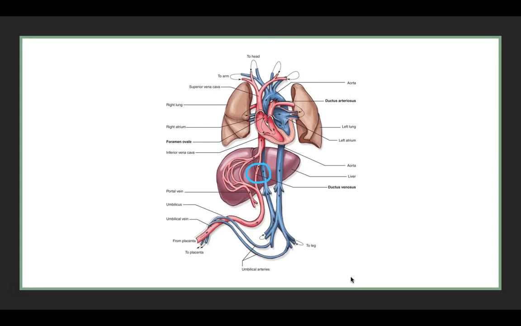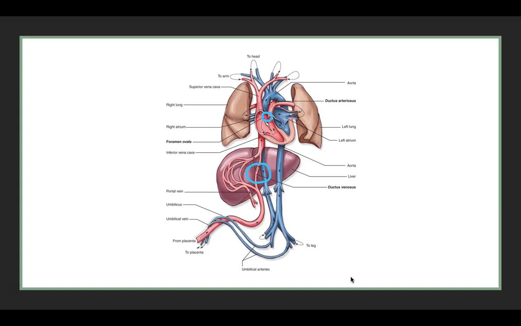So we have the next one, which is the foramen ovale. And this is the hole between the top two heart chambers, the right and the left atriums. And this is going to allow the oxygen-rich blood to go from the right atrium to the left atrium, and then to the left ventricle and out the aorta. As a result, the blood with the most oxygen gets to the brain, and this also allows for the initial bypass of the lungs.